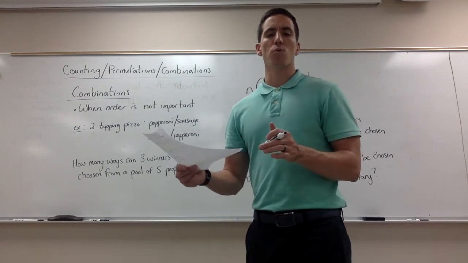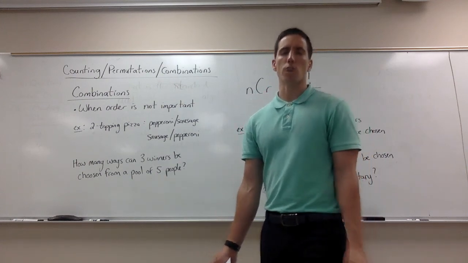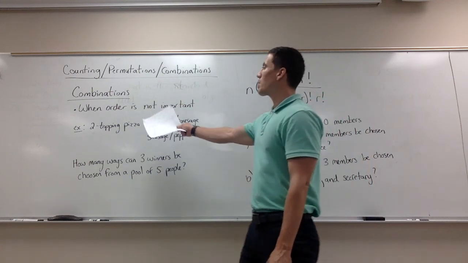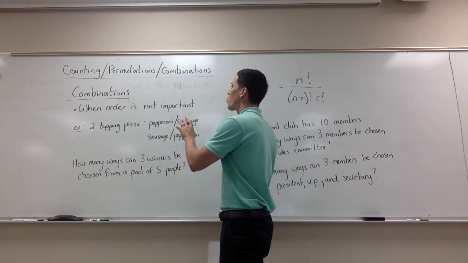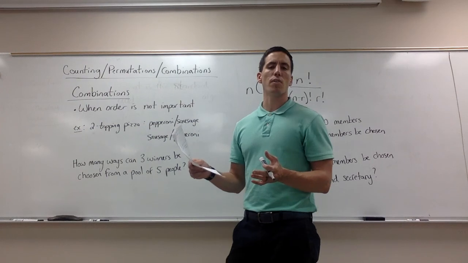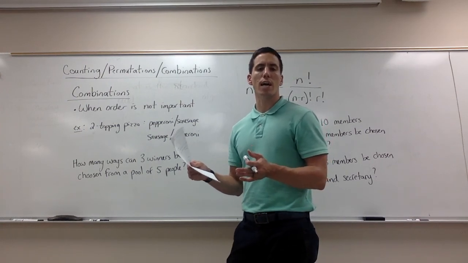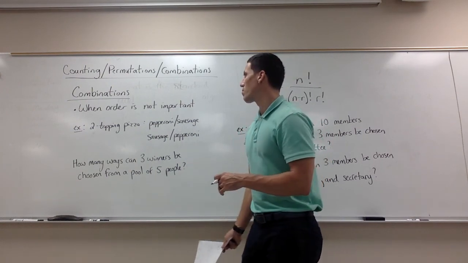So the first thing I want to do is draw your attention to a compare and contrast of the two topics. A combination, in contrast to a permutation, is an instance when we're considering a collection of objects when the order is not important. What would be an example of that?